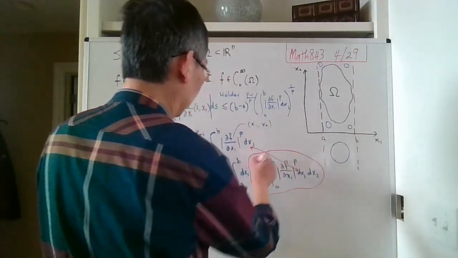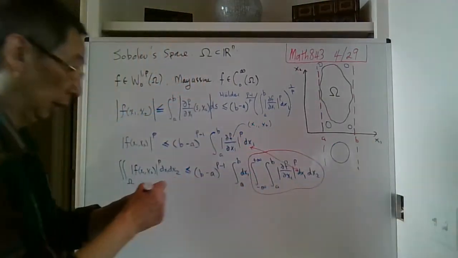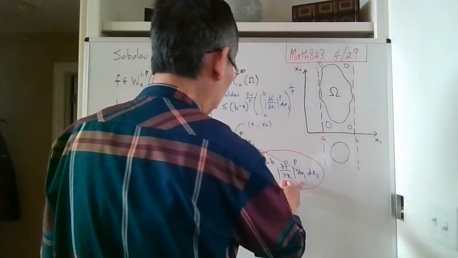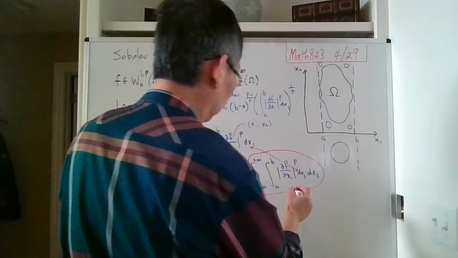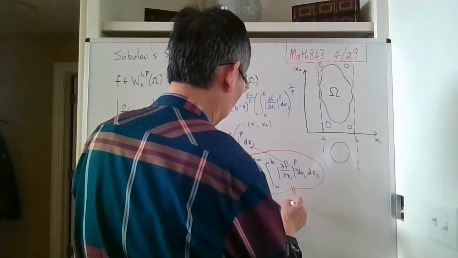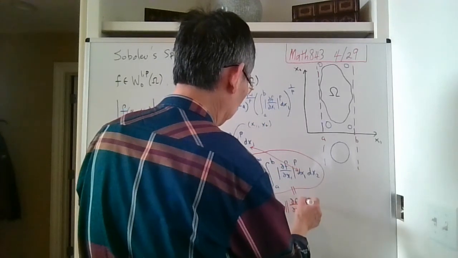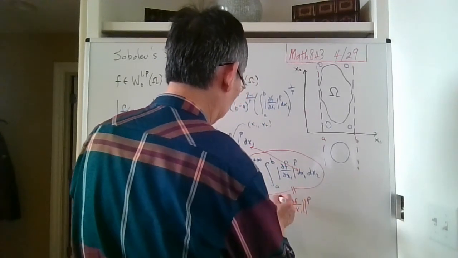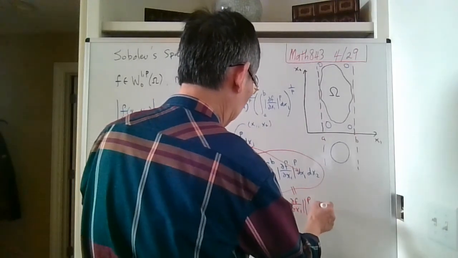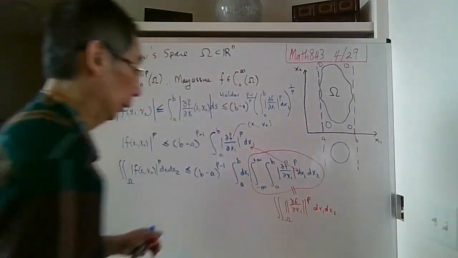And this dx1 is after this iterated integration. So you can see that if I combine these two things, what does it give you? It just gives you the df dx1 to the p power, then the double integration over omega, dx1 dx2, right? That's it.